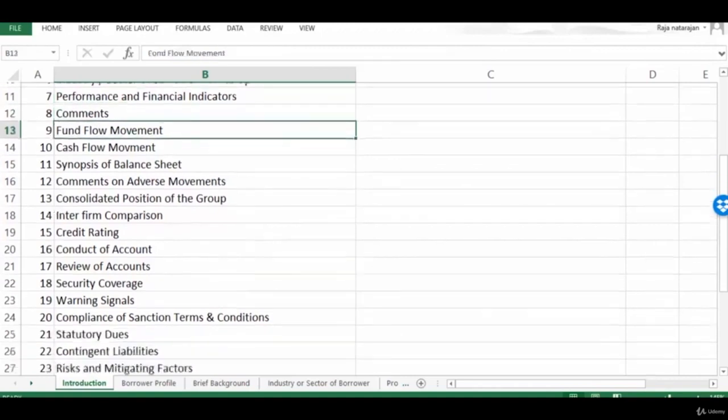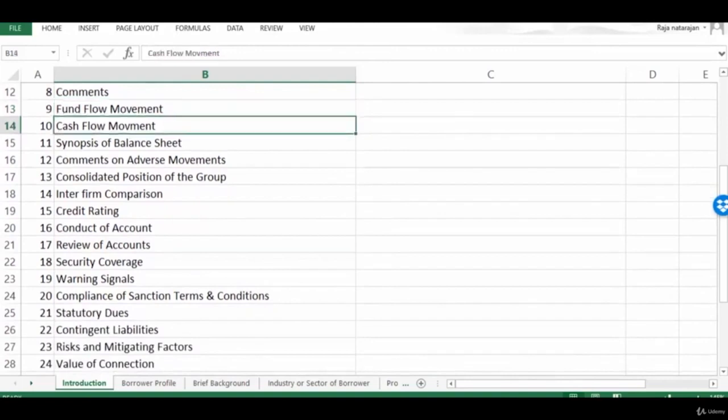Then these two statements, basically the fund flow statement and the cash flow statement, will be viewed very critically by the sanctioning authority, because the fund flow statement will capture, say, the financial discipline of the borrower, and the cash flow statement will enable the sanctioning authority to understand from where they are generating cash for their business and where they are utilizing it.